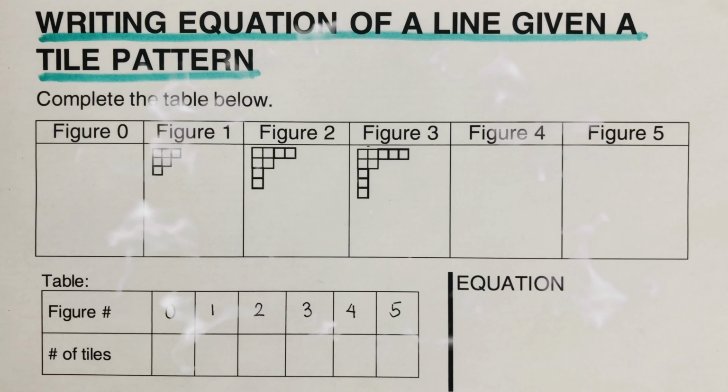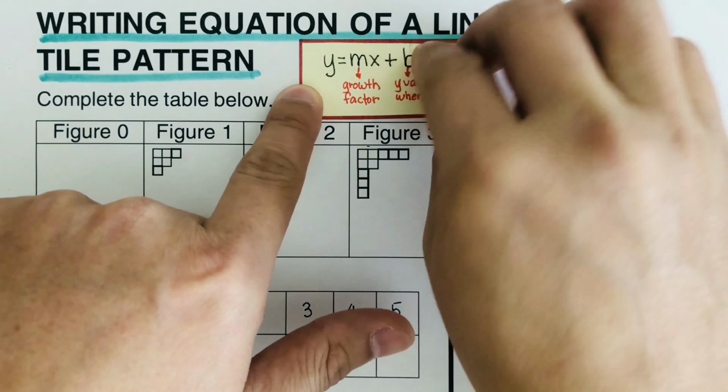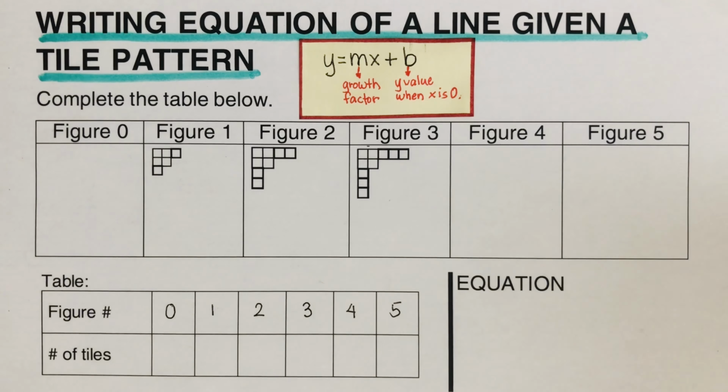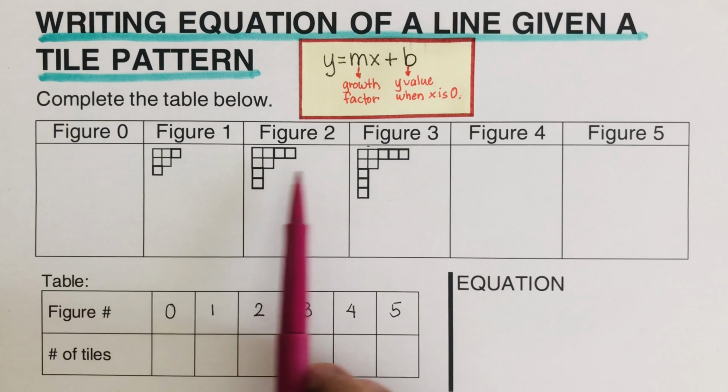Everyone, in this video we will be writing the equation of a line in the form y equals mx plus b, otherwise called the slope-intercept form, given a tile pattern. What's going on here is that we have the first three tile figures: figure 1, figure 2, figure 3.